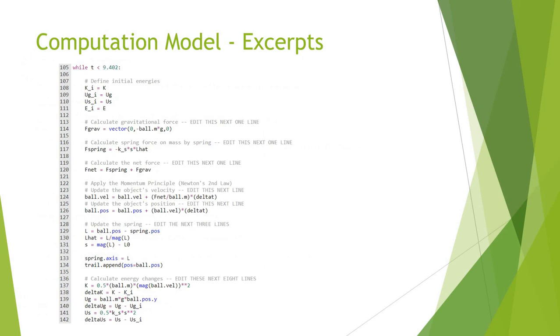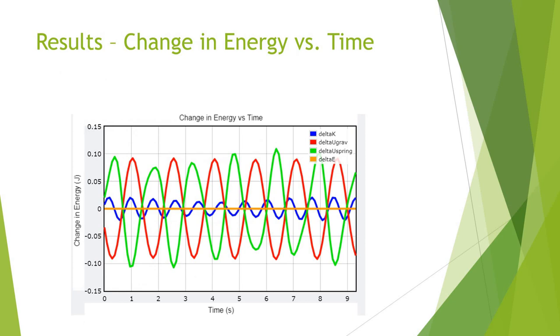In the main while loop, I calculated the force due to gravity and spring force in order to find the net force using the previous formulas. I then applied the momentum principle to update the mass's position and velocity, then updated L and L hat to readjust calculations. Finally, I calculated the change in each form of energy using the same method from the previous excerpts.